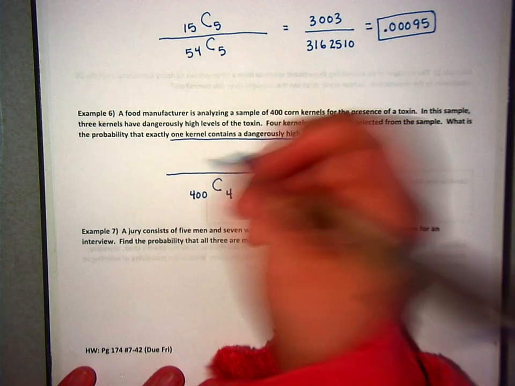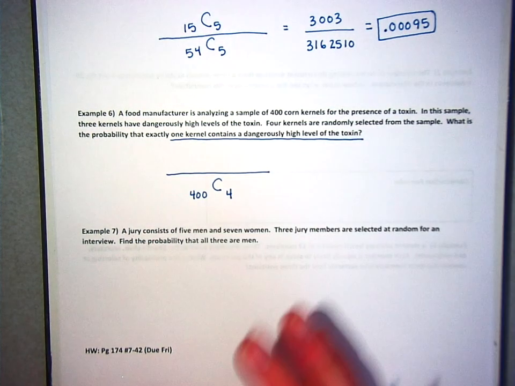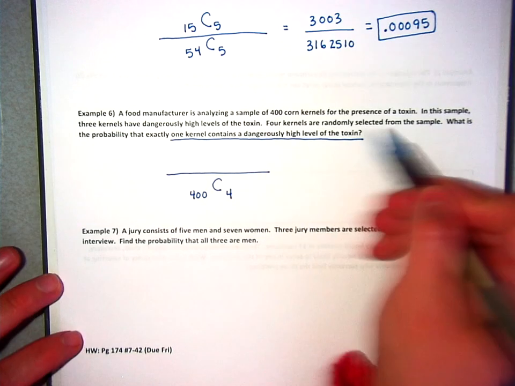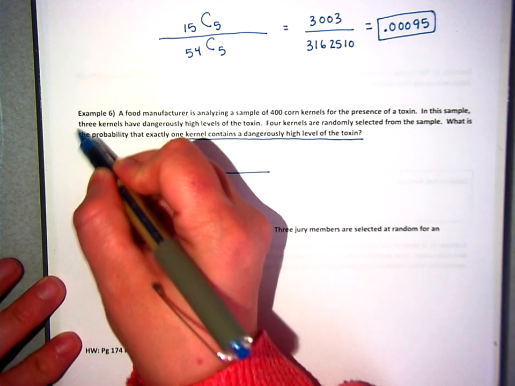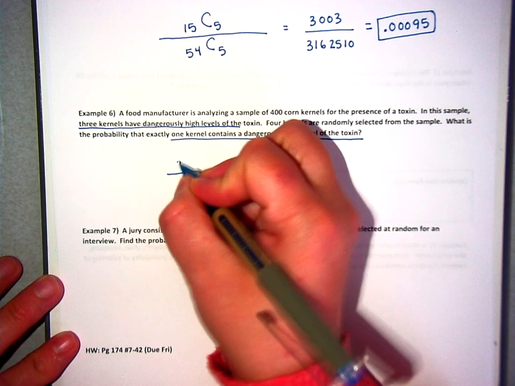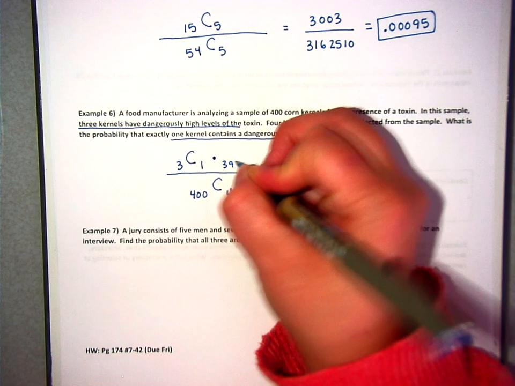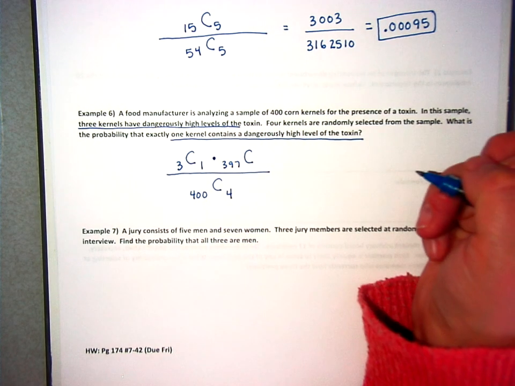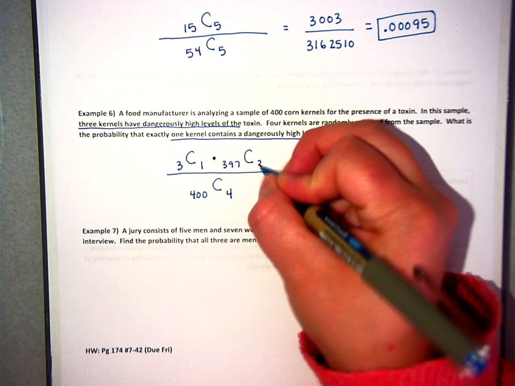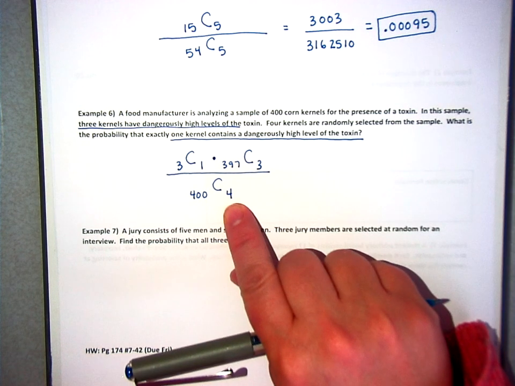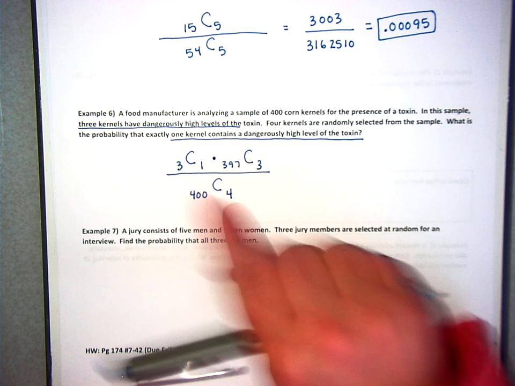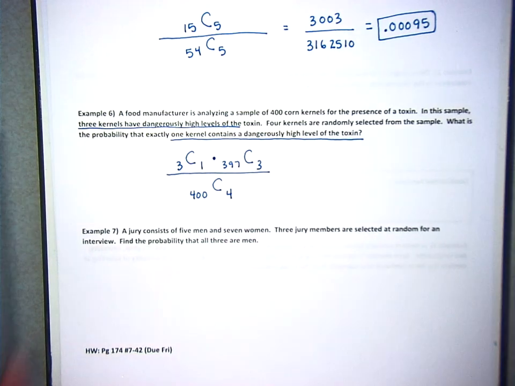So, okay, well, let's do the dangerous ones first. How many are dangerous out of the 400? 3. So 3 kernels are dangerous, and we want 1 of them. Times, how many are not dangerous? 397. And how many of those do we want? 3 of them, because we want 4 total. We want 1 that's dangerous and 3 that are not dangerous. So go ahead and multiply these out.